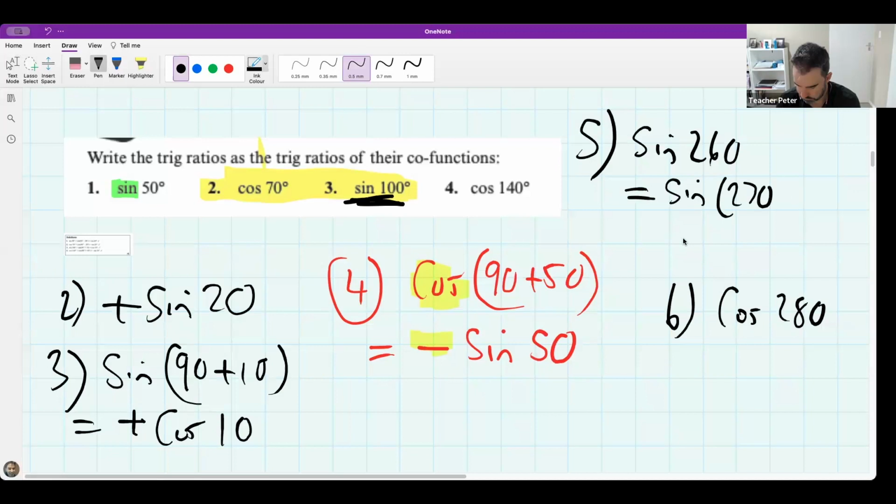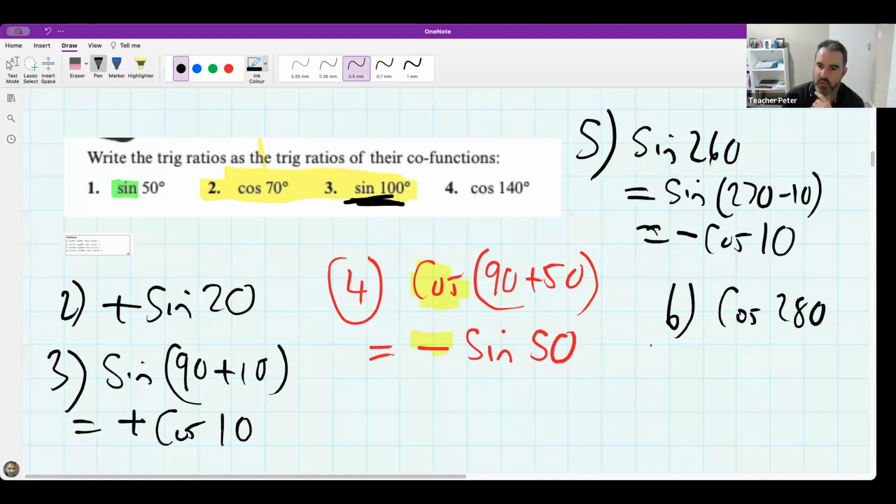So minus 10. Now, is this going to be positive or negative, do you think? I think it's going to be negative because it's quadrant 3, minus cos 10.